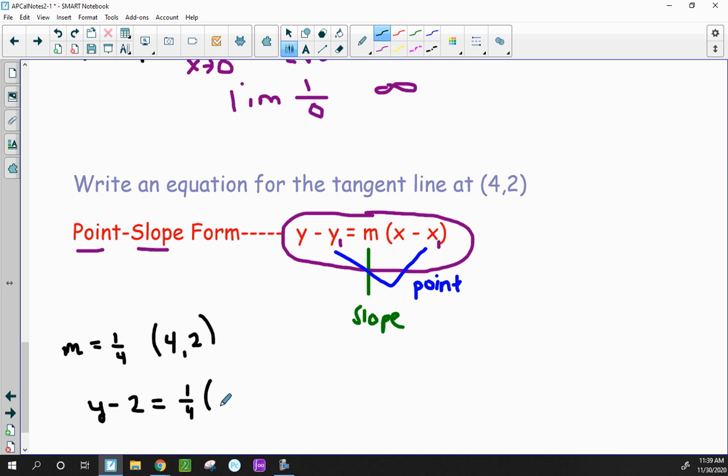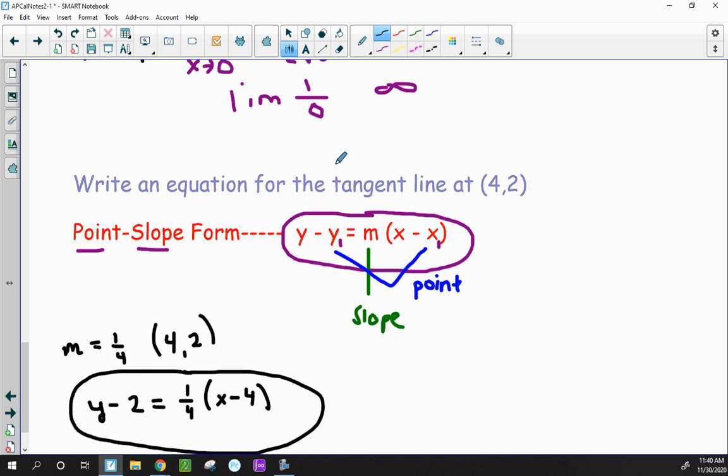Okay, parentheses, and then my x minus 4. So this is how I want you to leave it. And I know that might be hard for some of us because we are so used to writing y equals mx plus b, but the calculus prefers it in this form.